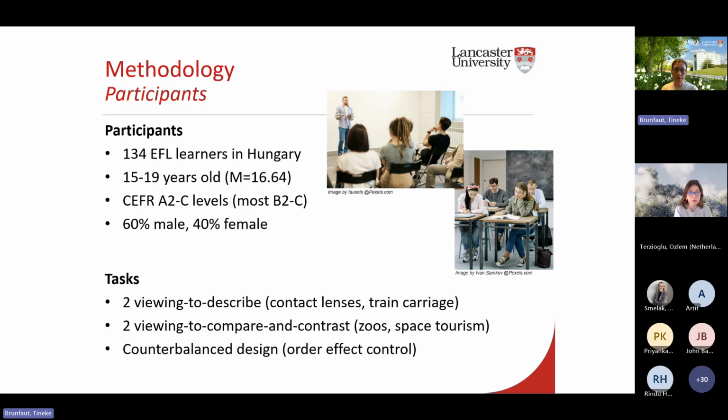And we administered in total 4 of the tasks, not all 6 because of time constraints and also the cognitive demands for the learners. So the 2 describe tasks, the one on contact lenses and the train, and 2 compare and contrast tasks, the one on zoos and the one on space tourism. And we did that in a counterbalanced design to control for potential order effects.